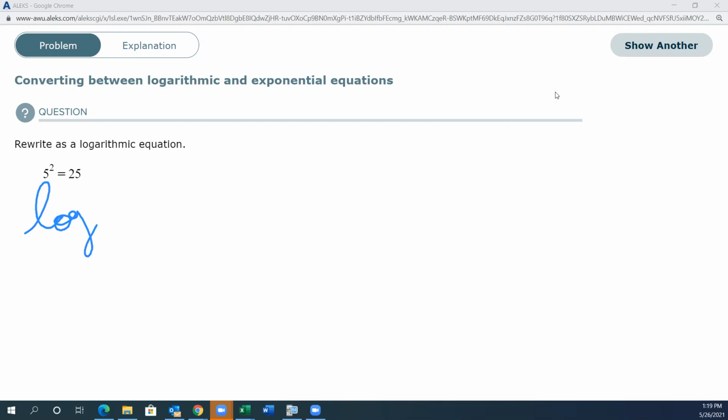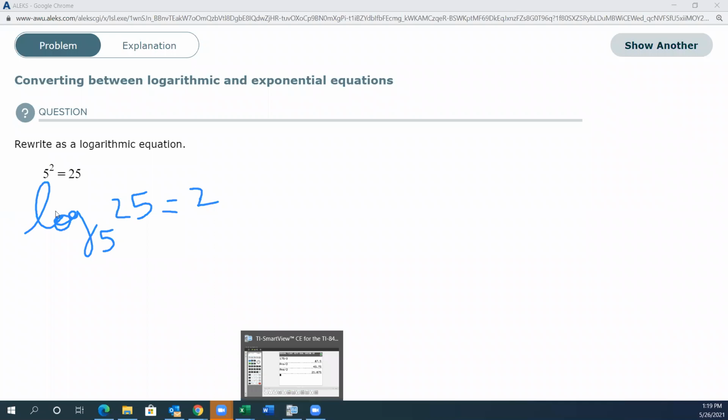So this one, the base of the exponent becomes the base of the log. And then the other two numbers sort of switch places, as it were. That is it. We'll do more of that in just a moment. But first, let's see how to put that in the calculator.